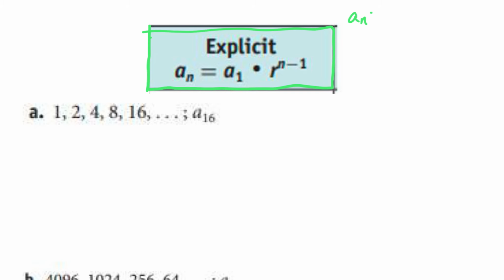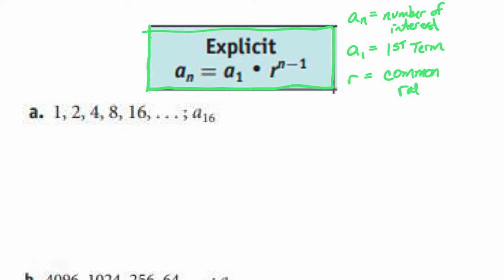A sub n means the number we're interested in. A sub 1 means the same thing as it did in arithmetic. It's the first term in the sequence. R is our common ratio. And then, of course, our n is the number of interest again. So if we're looking for the 15th term, n would be 15.